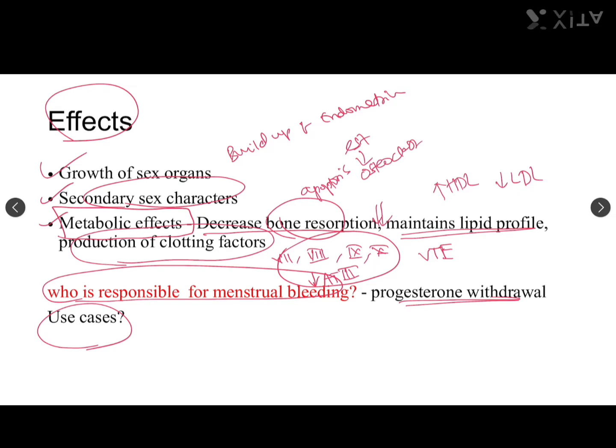What are the use cases of estrogen? Look at the functions and guess for yourself. It helps in growth of sex organs and secondary sex characters. So estrogen supplementation is given in case of delayed puberty. It helps in decreasing the bone resorption, so it can be given in postmenopausal osteoporosis.